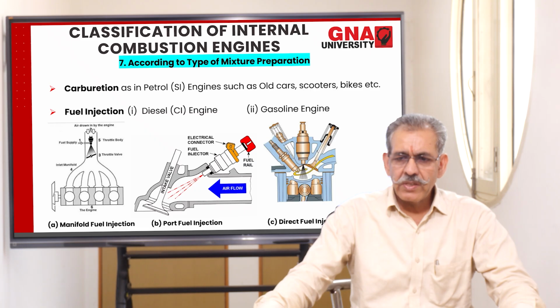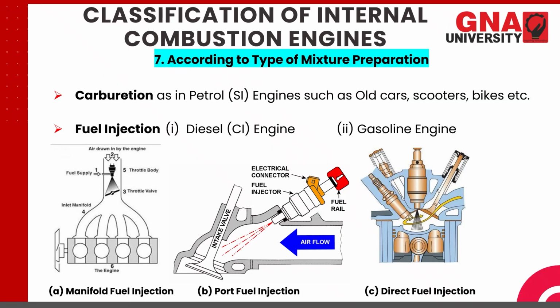The next classification is according to the type of mixture preparation. Now in engines we need to produce the mixture so as to cause its combustion. Now mixture can be prepared either by carburation or by injecting the fuel into the air. Carburation is carried out in petrol or SI engines. So these include old cars, scooters, bikes, etc. Fuel injection is carried out in diesel engine as well as gasoline engines.